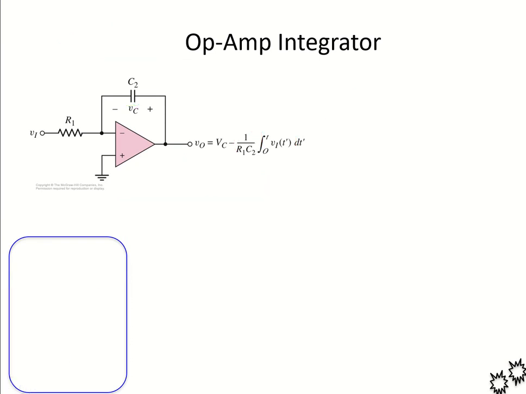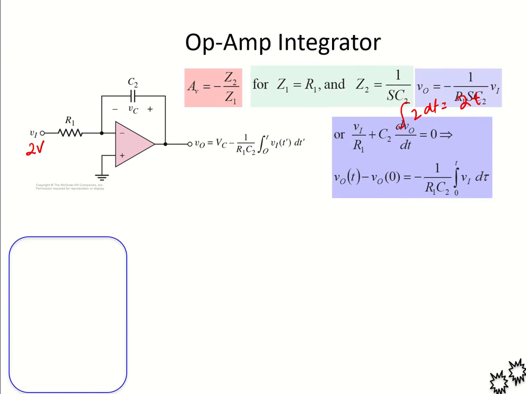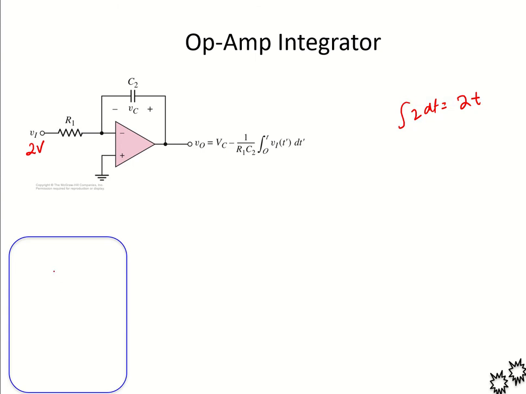We can use this for different applications, for the generation of different kinds of signals. For example, if you supply a constant input voltage here, let's say 2 volts, we know very well that the integration of a constant is 2 times t. So if you are supplying a constant voltage at the input, at the output with the factors, what will we get? We will get 2t, a ramp signal.